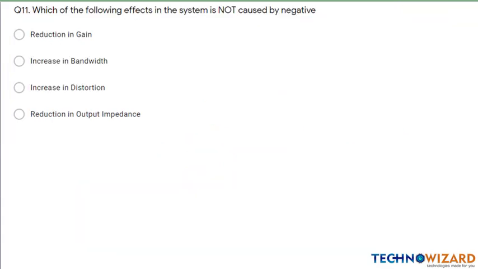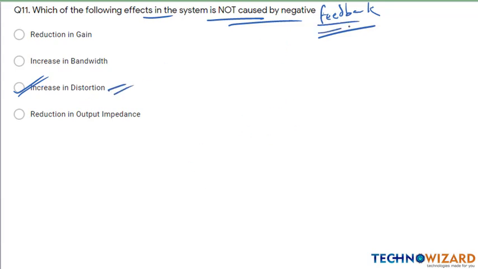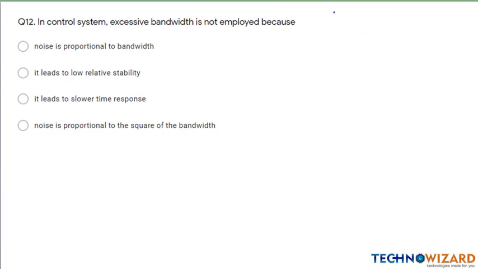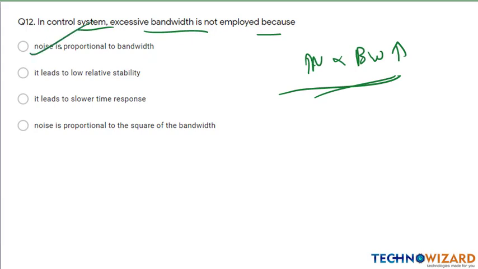Next question, question number 11. Which one of the following effects in the system is not caused by the negative feedback? The increase in distortion. Distortion will not increase with the help of negative feedback. Question number 12. In the control system, excessive bandwidth is not employed because noise is always directly proportional to bandwidth. If bandwidth increases, noise will also increase. Therefore, option A is the correct answer.